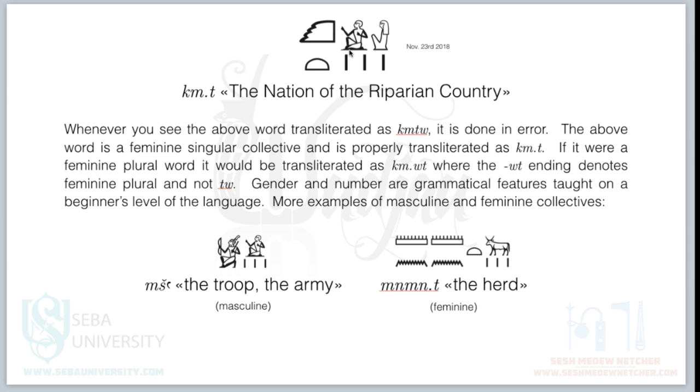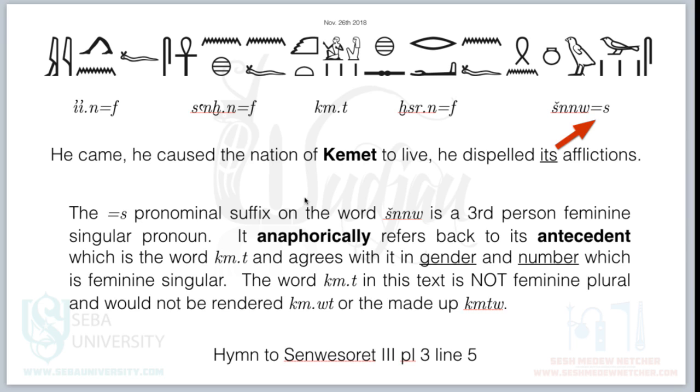We always have to remember that context dictates meaning. In other words, how a word is used will dictate its meaning and its function. Words in total isolation give you very little information. So here's an example of the word being used in an actual sentence, in an actual text. And this text is coming from the Hymn of Senwosret III, from plate 3, line number 5. You can see the glyphs here at the top. You see the word in question right in the middle, the transliteration beneath it, and then the translation beneath that.